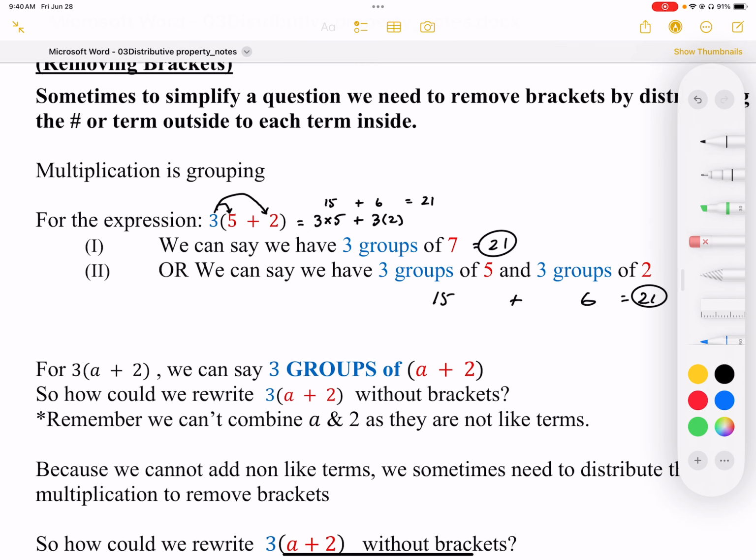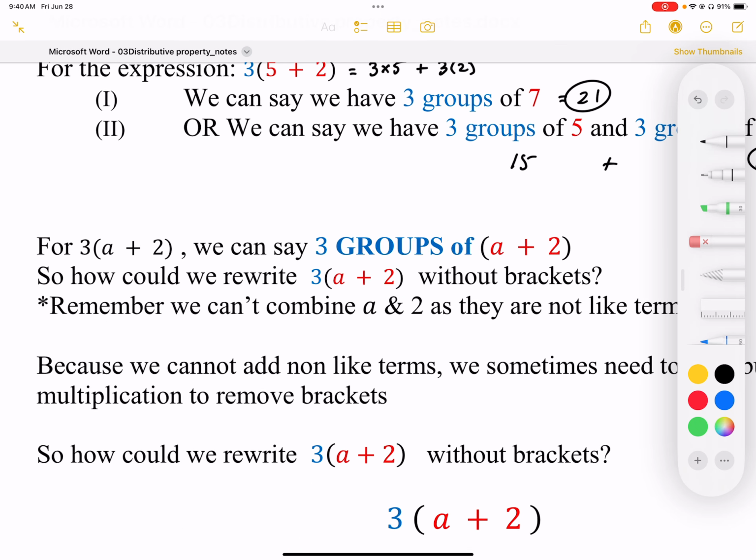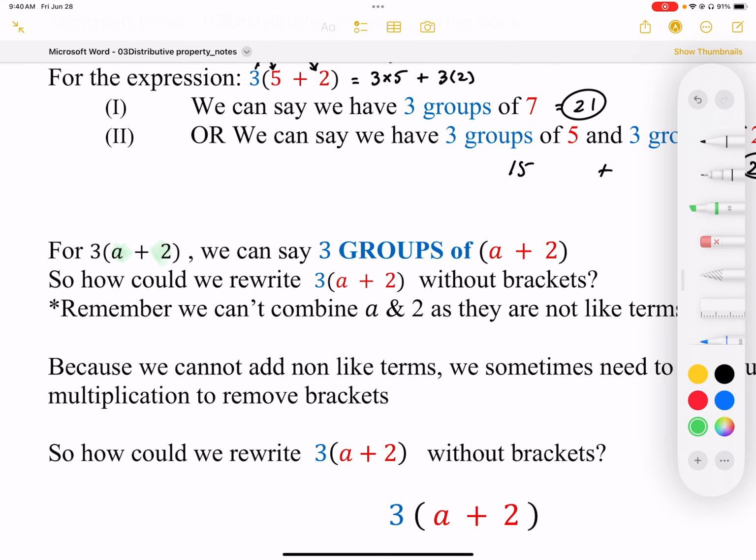Now, normally we would just use BEDMAS and do 5 plus 2, but when we have algebra, we can't add a and 2 together. So this is a no-no. We can't put these together because they're not like terms. We cannot say that we have 2a. That's a big no-no. But what we can say is that 3 times 3 in the bracket means, again, times in between when there's no sign in between there. So we have 3 groups of a plus 2.